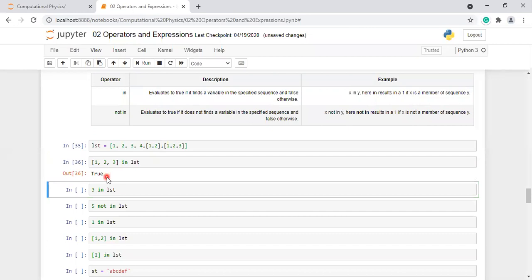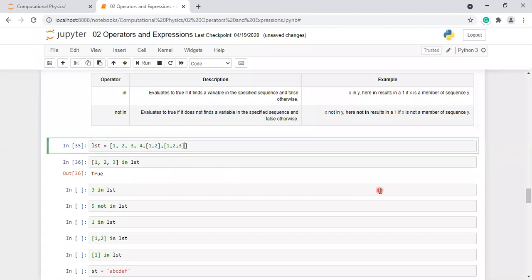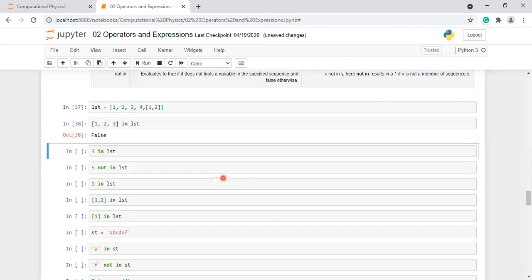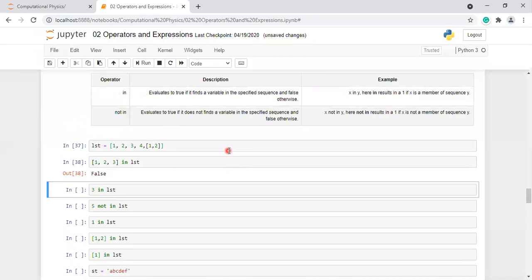If I keep the original list without it, it will be false. So let me run this cell again. I created the list again without adding it to lst. When I run this cell it will be false. Next, is the element 3 a member of lst?